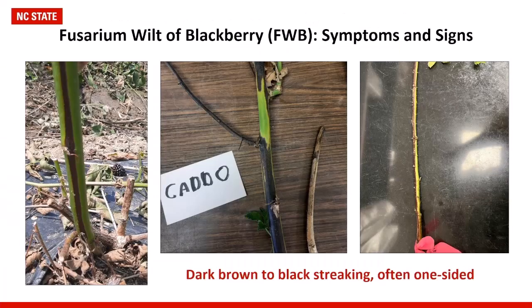To me, this right here, and I think these pictures were taken by Bill. He's always on the front line of all of this. But this is the most diagnostic symptom for me, is this straight line of black, okay? And we call this dark brown to black streaking. And no matter where I go, this is, to me, the number one symptom that's like, yes, that's Fusarium wilt of blackberry. I don't see anything else that I'm aware of that causes these type of symptoms.